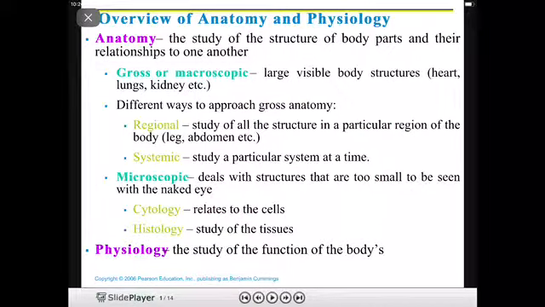First, we're going to talk about the anatomy and what anatomy means. Anatomy is defined as the study of the structure and relationship of the body parts. H. pylori bacteria infection deals with the microscopic topic of anatomy, which means it deals with small structures that are too small to see with the naked eye.